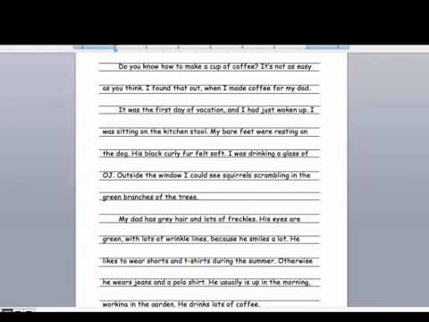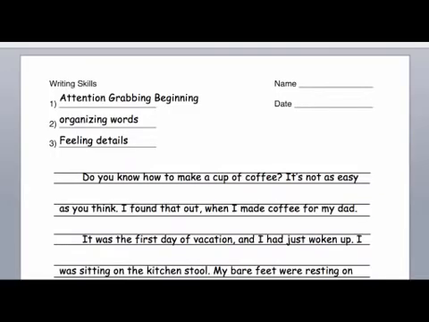Now you need to check your story. Go back to the beginning and quietly read. If one of your sentences doesn't sound right, then there probably is something wrong. Fix it. Go to the top of your paper and look at the writing skills.